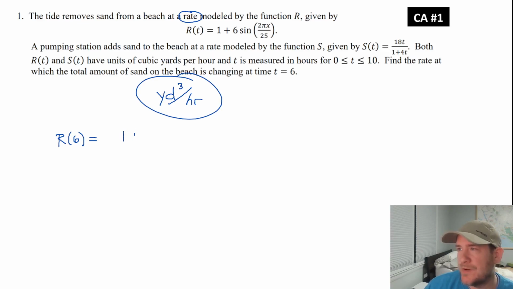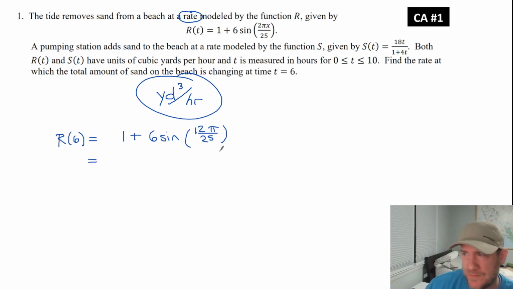So it's going to be 1 plus 6 times the sine of, if I plug in 6, 12 pi over 25. And we get a little bit lucky here, because this is not a sine expression that I can simplify. 12 pi over 25 is just some crazy angle. I don't know how to evaluate it, so I'll go to my calculator and do it there. And I can bring that up for you.